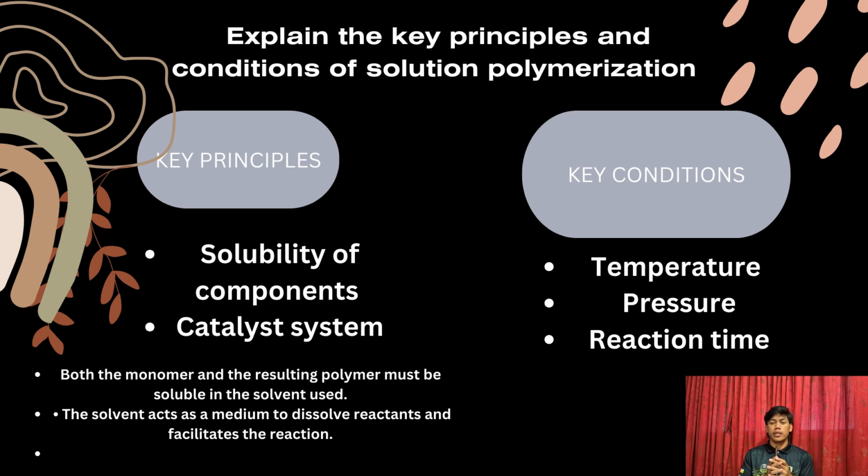Next, I will explain the key principles and key conditions of solution polymerization. Firstly, solubility of components. Both the monomer and the resulting polymer must be soluble in the solvent used. The solvent acts as a medium to dissolve the reactants and facilitates the reaction. Secondly, catalyst system. The reaction is typically catalyzed using systems such as Ziegler-Natta catalyst for HDPE, and the catalyst ensures high efficiency, controlled molecular weight, and selective polymerization.